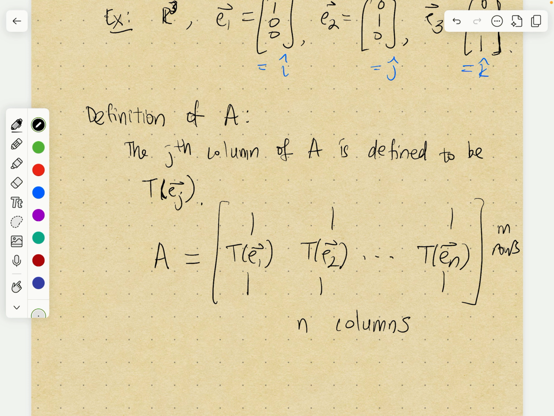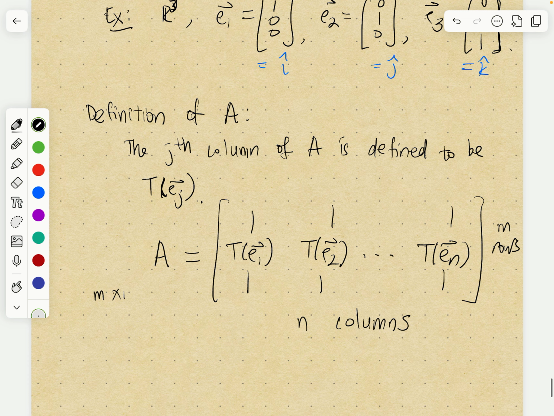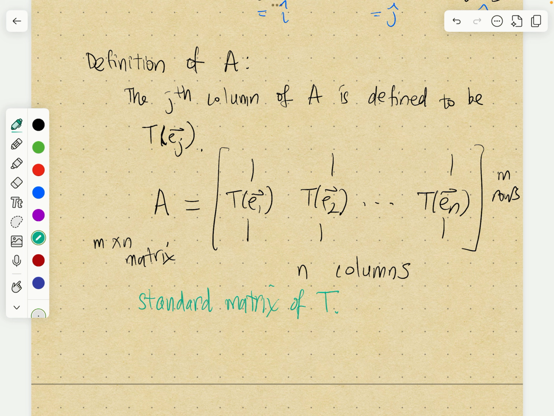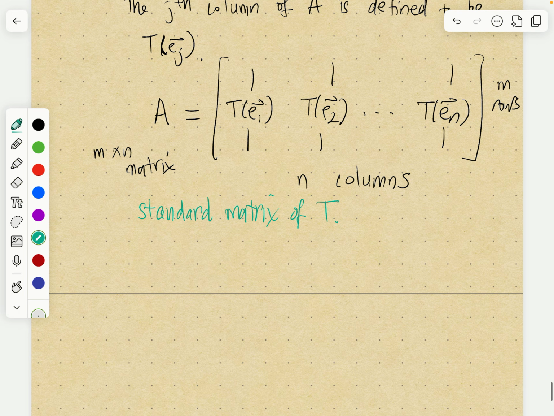So this is an M by N matrix. And this matrix is called the standard matrix of T. Okay, so you can get this matrix out of T. You just plug in the e_i's and you get this matrix, which is called the standard matrix of T.